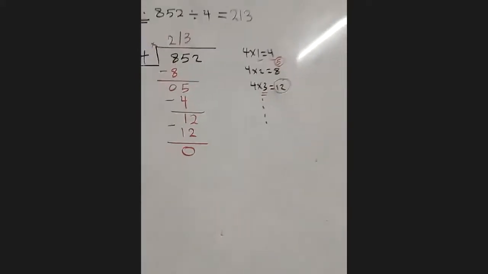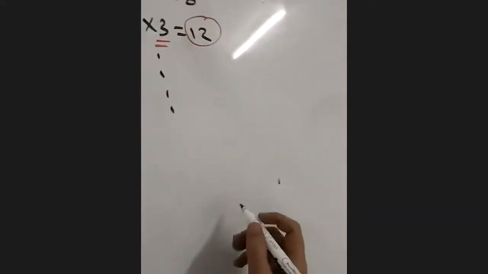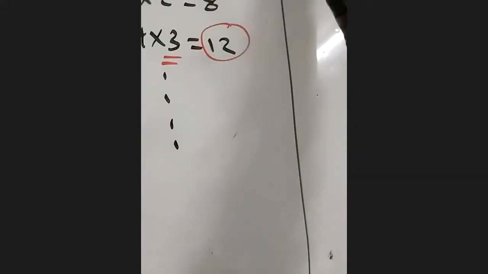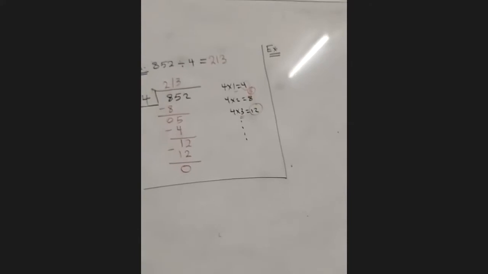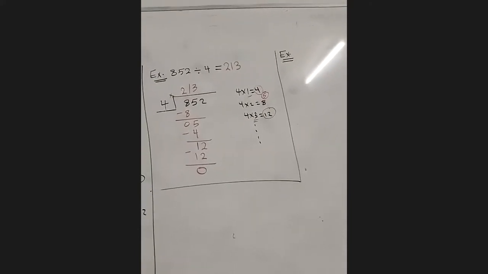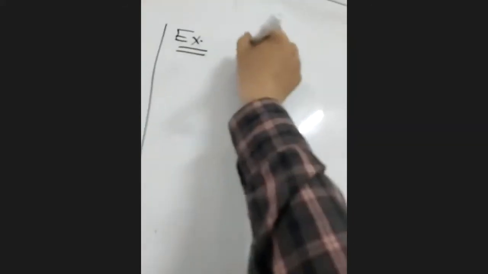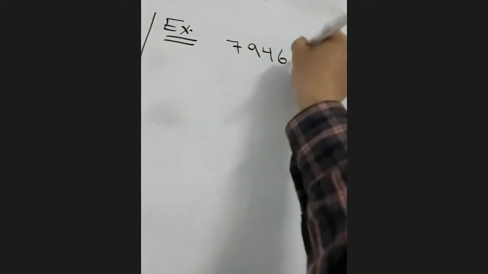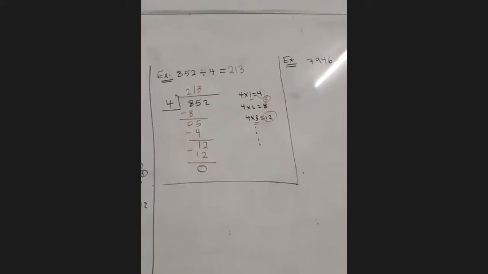Let's take an example of how we divide 4-digit numbers. Example, let's divide 4-digit numbers. For example, if I want to divide, guys, 7,946 divided by 6.